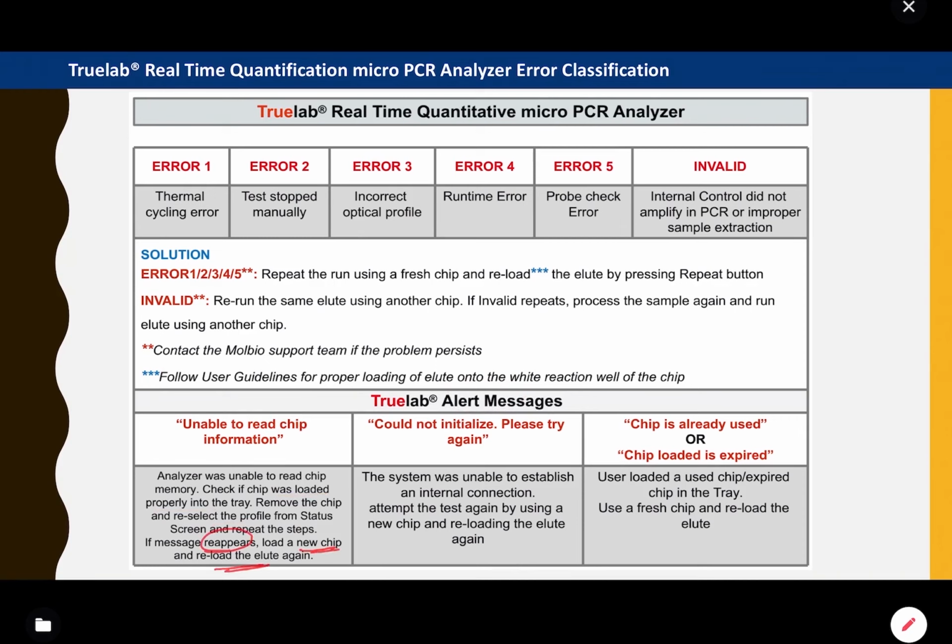Could not initialize, please try again. There is some problem with the internal connection. The chip has so many golden plates, which you can see are the connectors. So, as I told you, you have to hold the chips on the sides, and you should not touch the golden plates. If there is any corruption on that area, the internal connection won't occur. So then you have to take a new chip and reload using the same elute again.